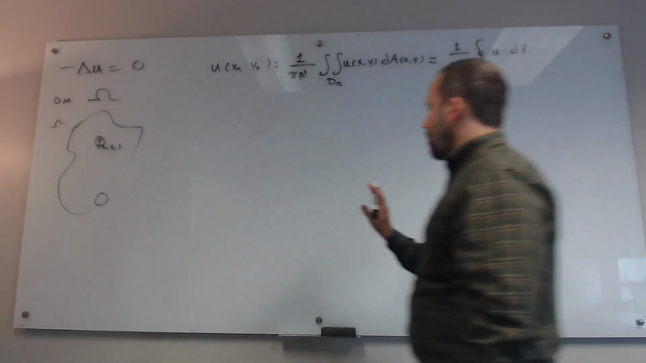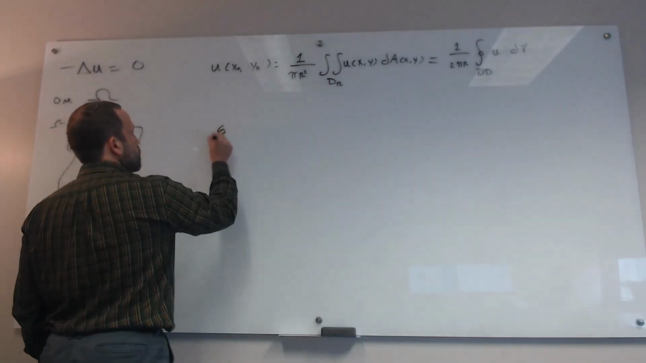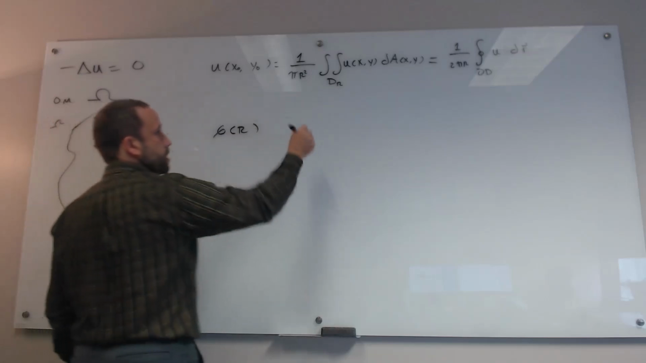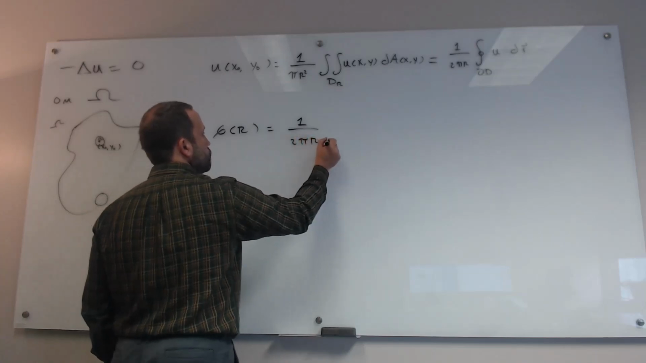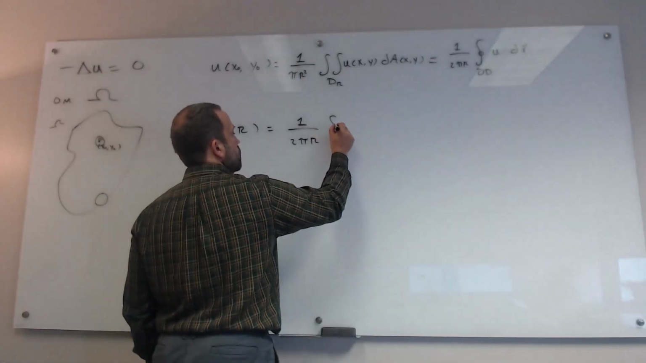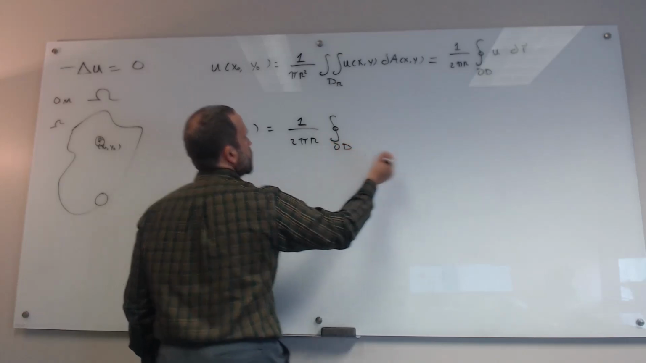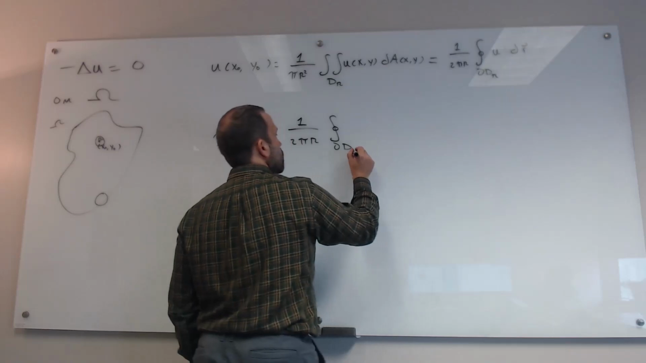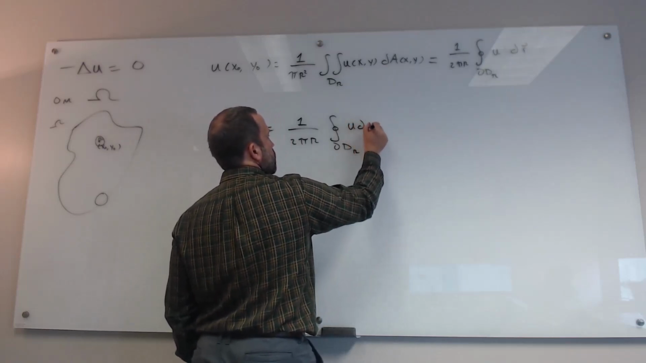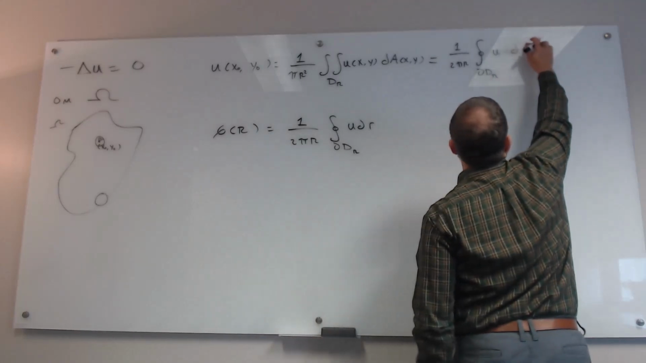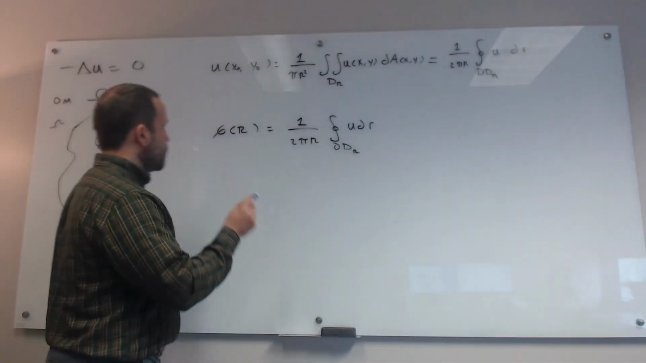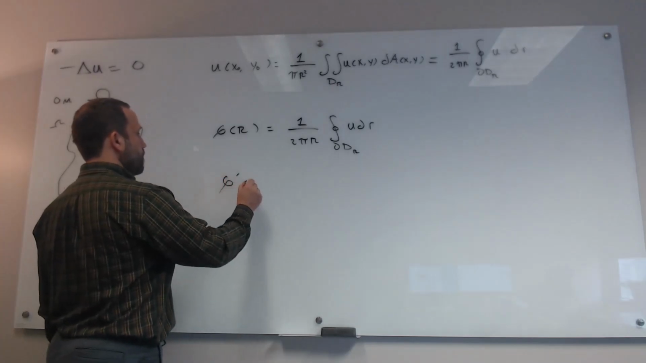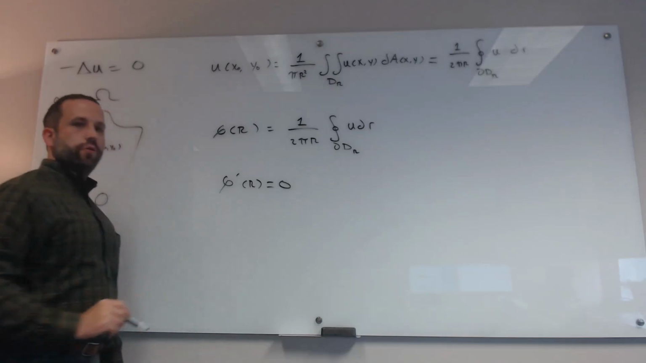Okay, so what I'm going to do is I'm going to define a function, phi of r, and phi of r is just going to be this integral here. It's going to be 1 over 2 pi r times the integral over the boundary of this disk, and let me remember I'm writing D sub r here, u dr like this. I have no idea why I put a vector there. That's not what I meant to have. And what I'm going to do is I'm going to prove that phi prime of r is equal to 0. So in other words, phi is constant.